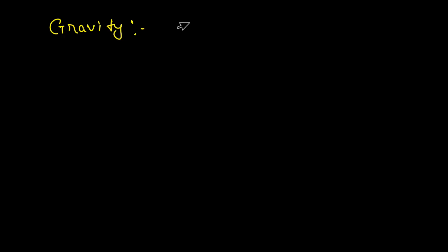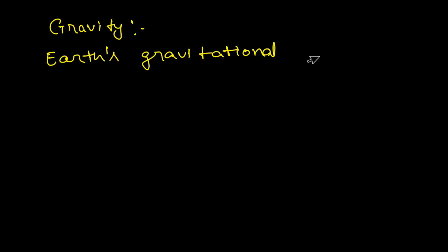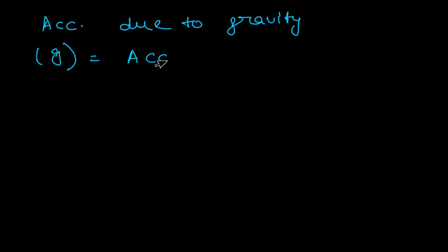Now, what is gravity? The gravitational pull by Earth is called gravity. Earth's gravity is Earth's gravitational pull. Now let's study acceleration due to gravity. It is denoted by g, and is the acceleration set up in a body which is falling freely under the effect of gravity.